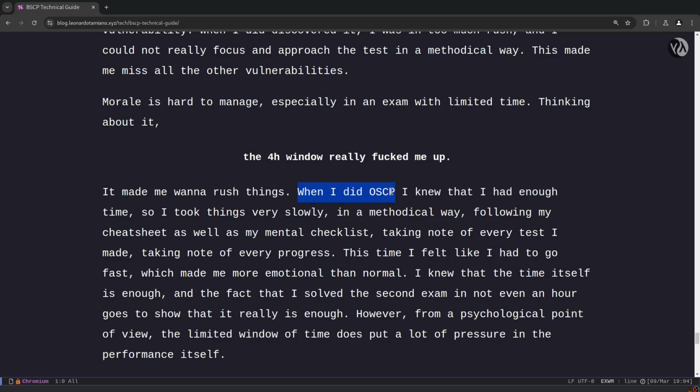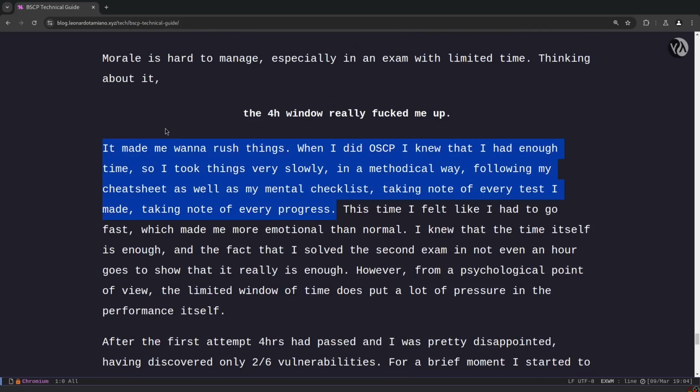And I remember my experience with OSCP. It was fun. It was like, okay, I make a little bit progress and then I take notes and then I report everything. It was way more methodical because I knew that I could be slow. Like, slow and steady for OSCP is very good as long as you keep making progress, right? And when I was doing OSCP, I knew that I had enough time. I took things very slowly in a very methodical way. I was following my cheat sheet. I was following my mental checklist. I was taking note of every test I made. I was taking note of every progress because I was also thinking about the future report. So that was my experience with OSCP.